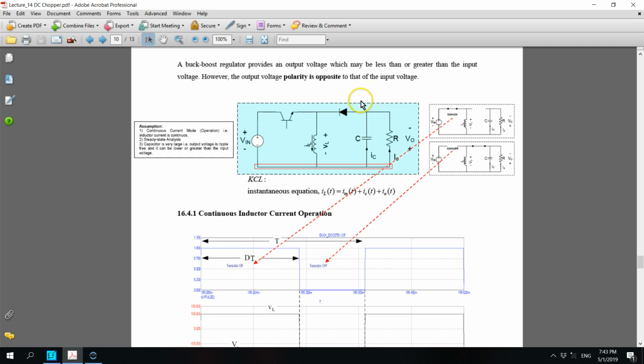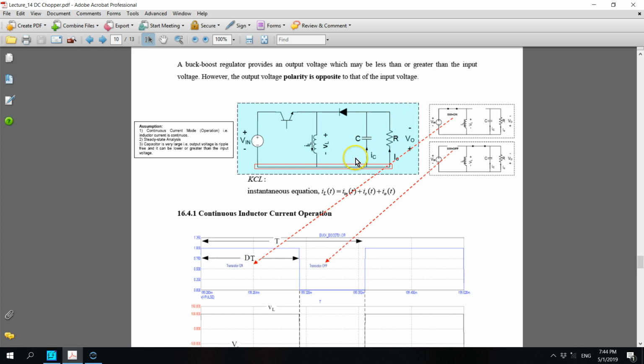Let's look at when the switch is on. When the transistor is on, it appears as a short circuit, and the diode will be reverse biased by the output voltage, so it will turn off and appear as an open circuit. Thereby, you can see that Vin is impressed across the inductor, and on the output side we see the capacitor current IC equals the negative of I0.